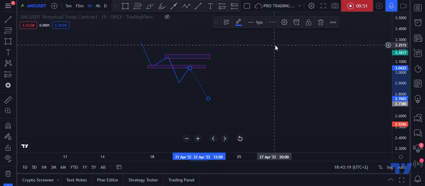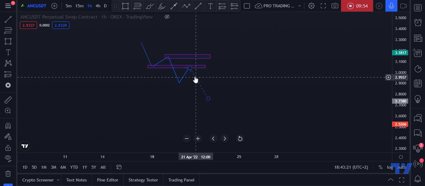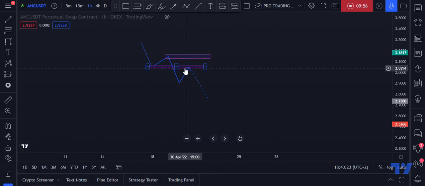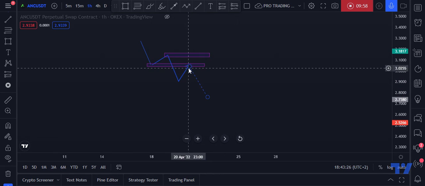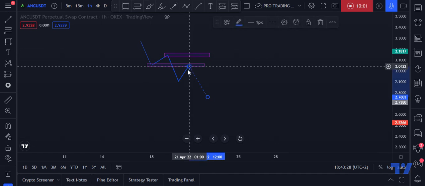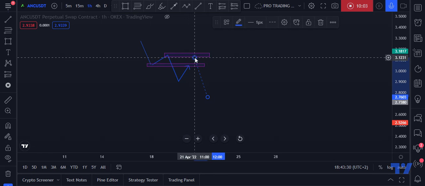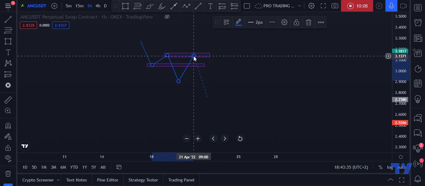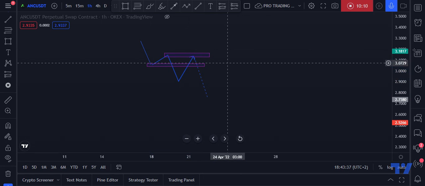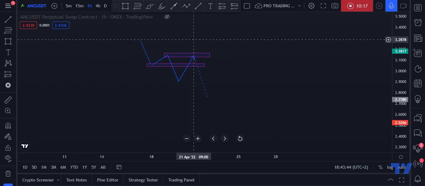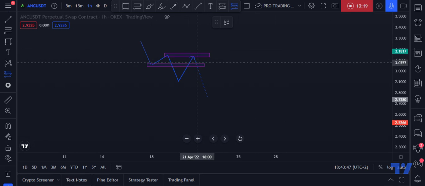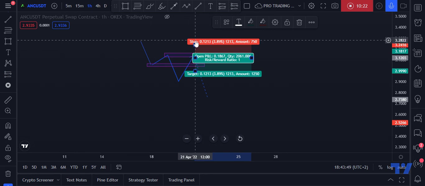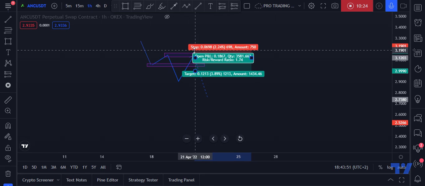To continue going down. But I know that even if it breaks this previous swing low, I still have the previous swing high, my major key level or my major resistance, whatever you can call it. So if we see reversal patterns around this area, we don't hesitate to take our short entries without hesitating.